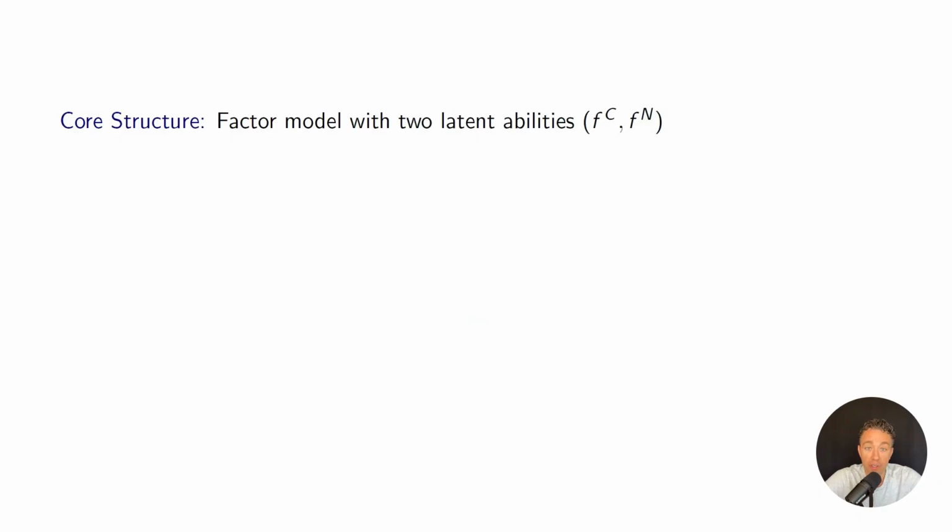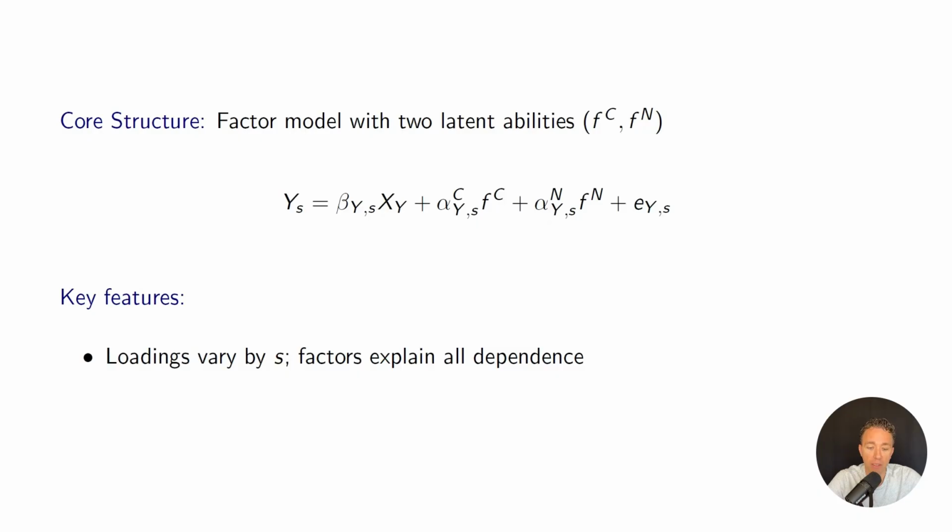So they have two factors in their model, which they call F super C and F super N, meaning cognitive and non-cognitive. And they have a bunch of outcomes in their model. And for each outcome, they're going to have some X's, and they're going to have some of these factor loadings alpha and the two factors, and then some error term like you would normally have in a regression model. And basically, they're allowing these factor loadings to vary by the amount of schooling a person received. And they're also assuming that these factors explain all the dependence among these different outcomes that they're looking at.